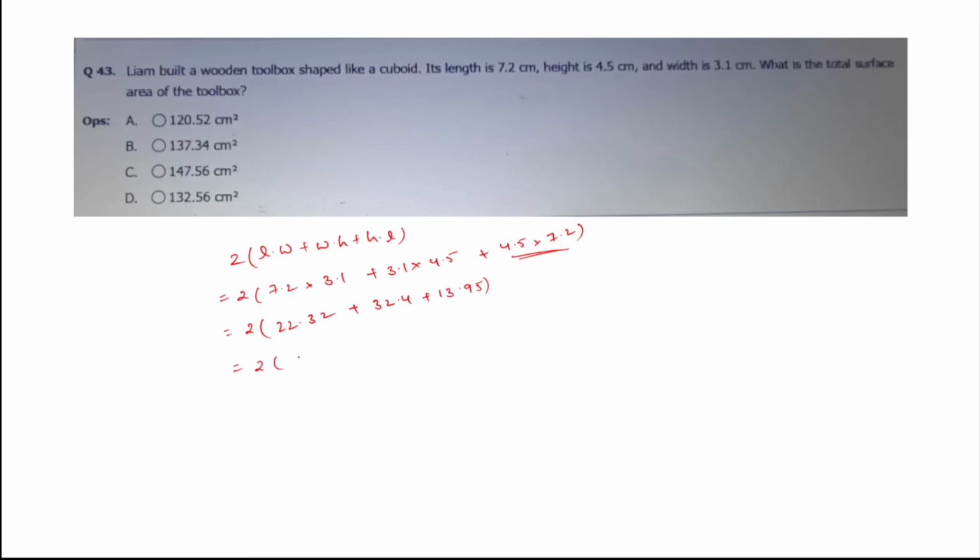That is 2 into 68.67. Then multiply 2 with 68.67. We will get the answer 137.34. So we need to select the answer 137.34, that is option B. Let's see the next question.